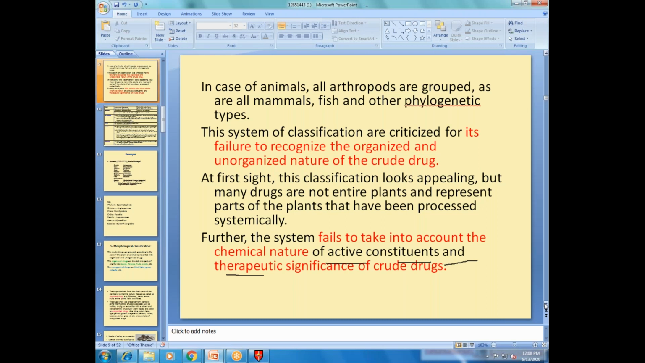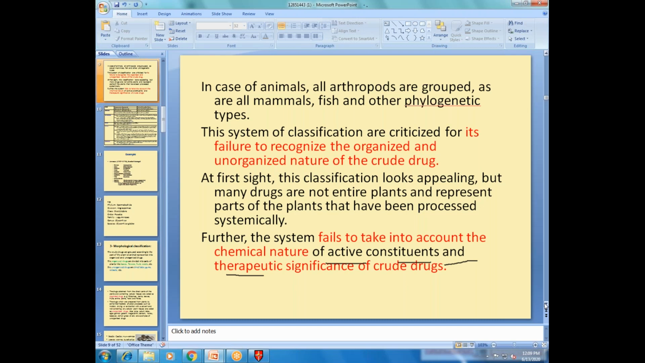In Datura, if I consider a capsule, then in another drug it comes as a flower. In Hyoscyamus, I consider the flower, not the fruit. So that is one difficulty in this. So these are not entire plants, but represent parts of plants that have been processed systematically. That is one drawback of this: we are not considering the entire plant.